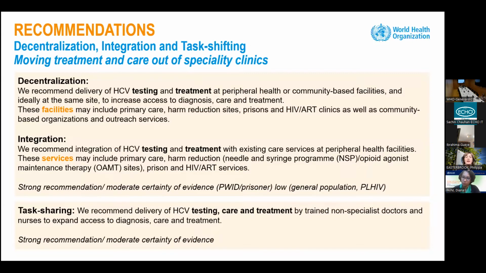These facilities may include primary care, harm reduction sites, prison, HIV ART clinics, as well as community-based organizations and outreach services. There is also a complementary recommendation of integration at these sites, integration of the hepatitis C testing and treatment with existing care services at these peripheral health facilities, be they primary care or harm reduction services. And finally, on task shifting, we're recommending delivery of hepatitis C testing, care and treatment by trained non-specialist doctors and nurses to expand access. And all these recommendations were strong recommendations based on moderate certainty of evidence.